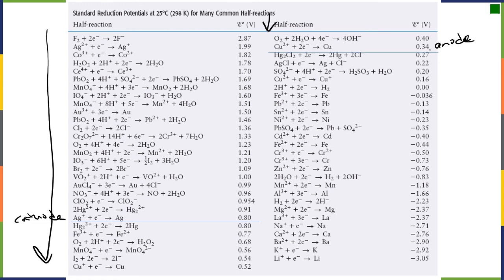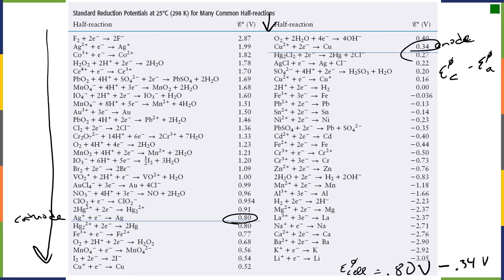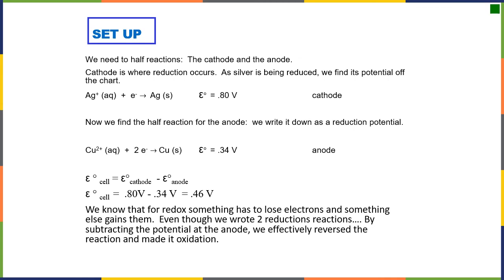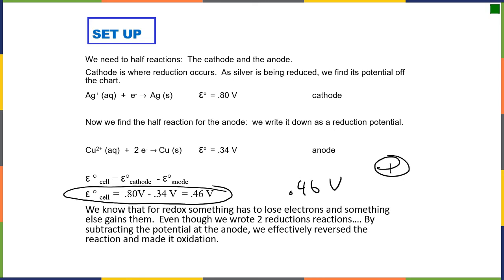And to calculate the potential, we're simply going to take E naught at the cathode, subtract E naught at the anode, and the E naught for the cell is simply going to be 0.80 volts at the cathode minus, right here, 0.34 volts, which is the potential at the anode. When we finish the math on this one, we're going to get E naught equal to 0.46 volts. This is positive. This makes the reaction or the cell spontaneous or galvanic.